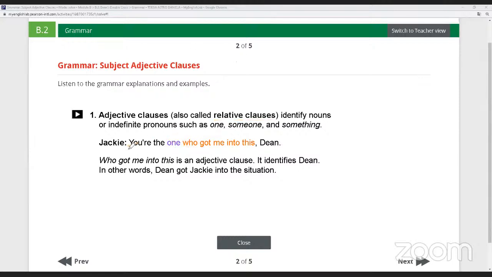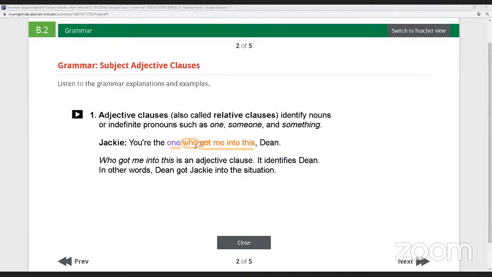Entonces, te puedes dar cuenta que tenemos dos oraciones, ¿ok? La primera con la segunda. En la primera, estoy incluyendo mi noun or indefinite pronoun. In the second one, I'm giving more information about that person. Es decir, aparte de hacer referencia sobre nuestro nombre o pronombre indefinido, estoy dando más información.